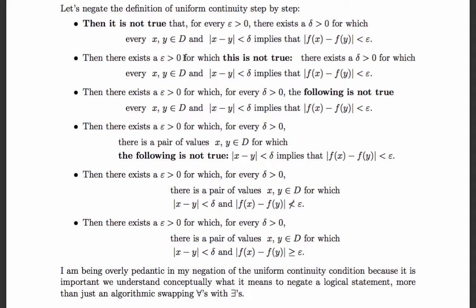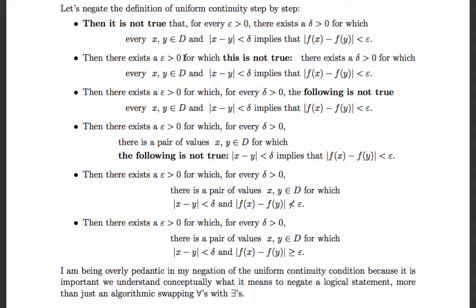So what does it mean that it's not true that there exists a delta? Well, there exists an epsilon, and if it's not true that there exists a delta, right? That means for every delta, the remaining part is not true.